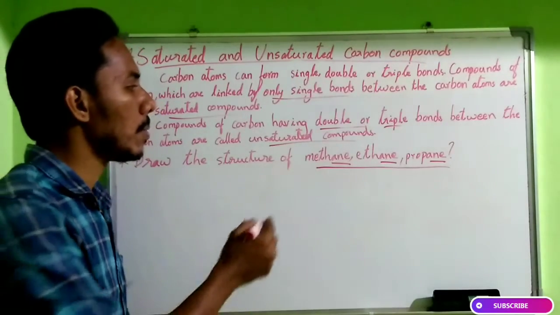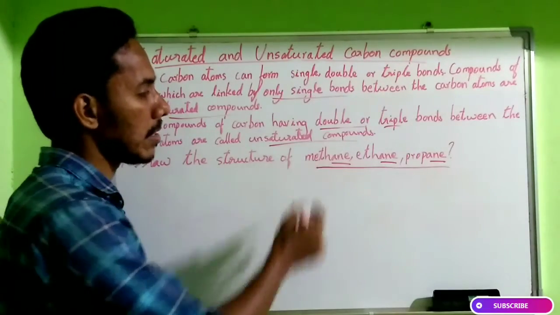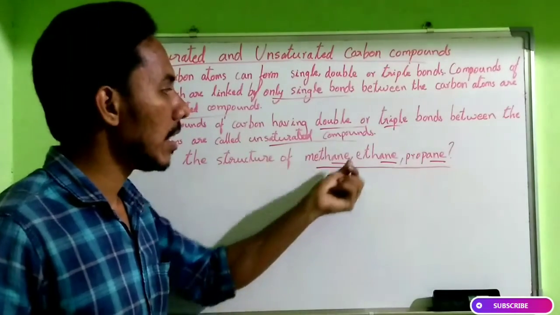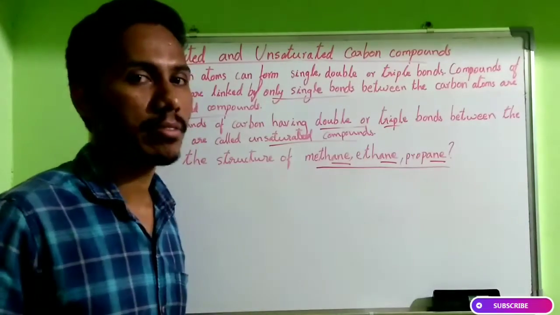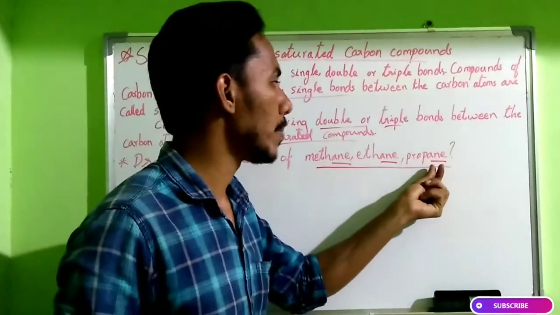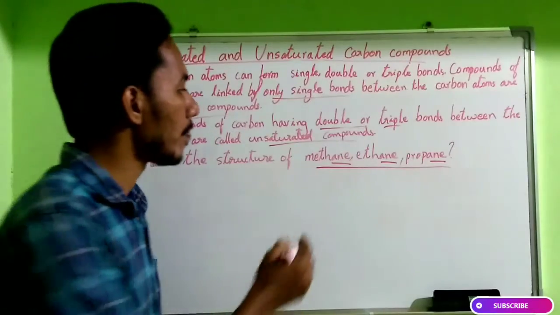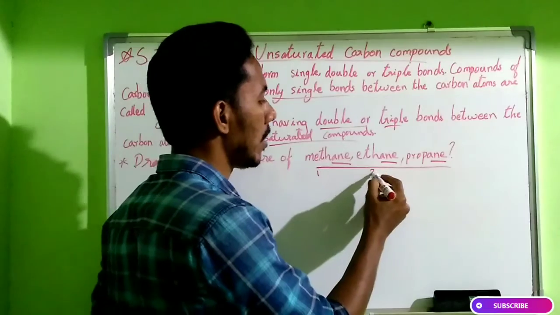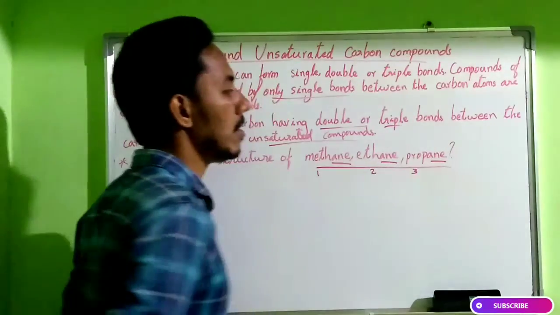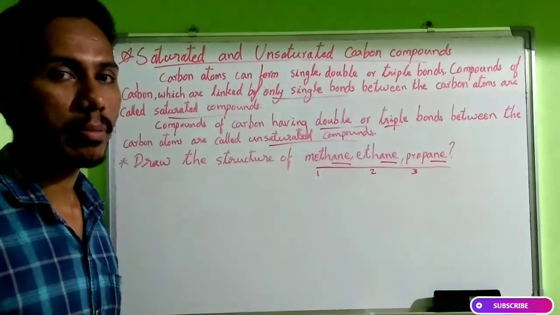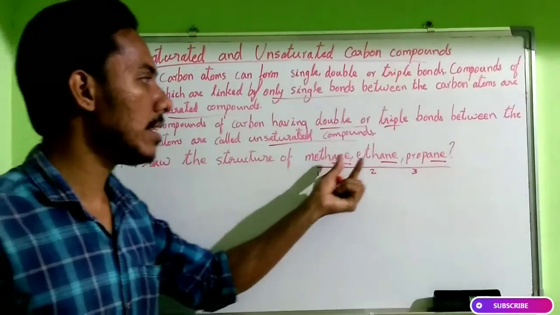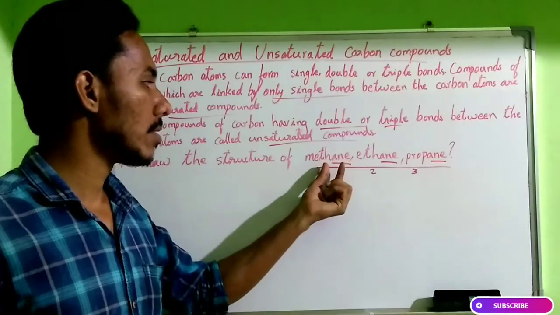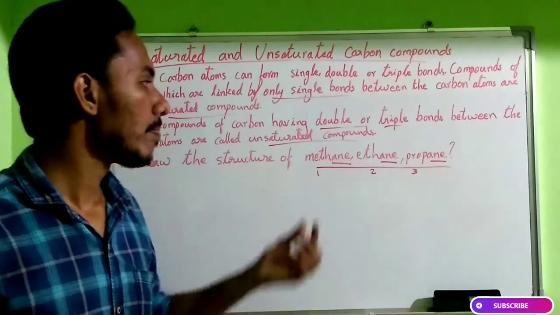Okay, let us draw methane. The first letters "meth" mean 1. "Eth" means 2. Then "prop" means 3. So this compound contains only one carbon atom, this compound contains 2 carbon atoms, and this compound contains 3 carbon atoms. You have to study these things. It will help you to name these compounds. Okay, we will discuss it later.